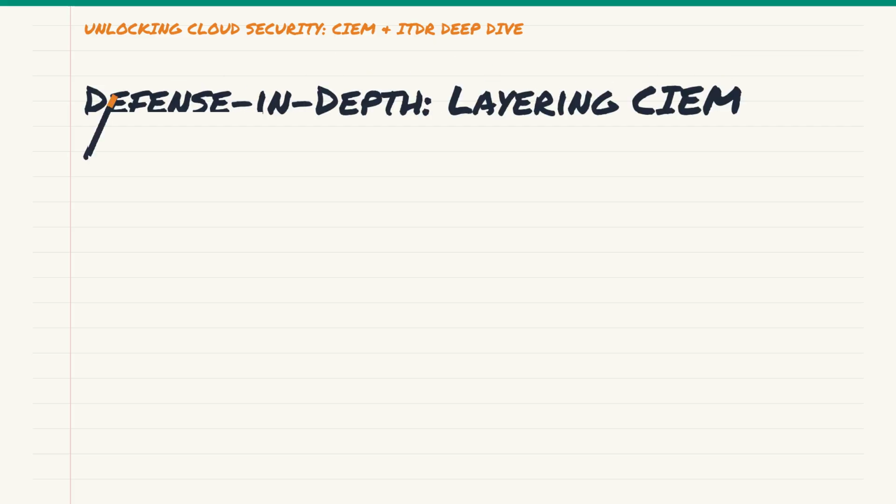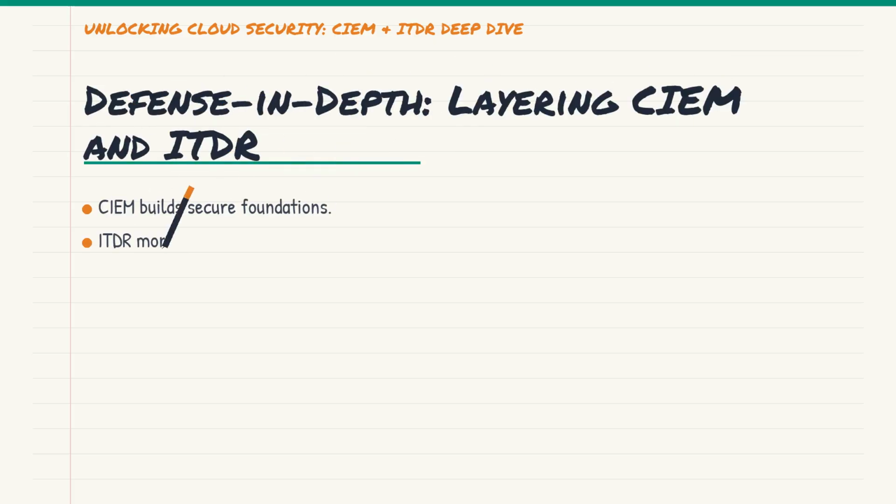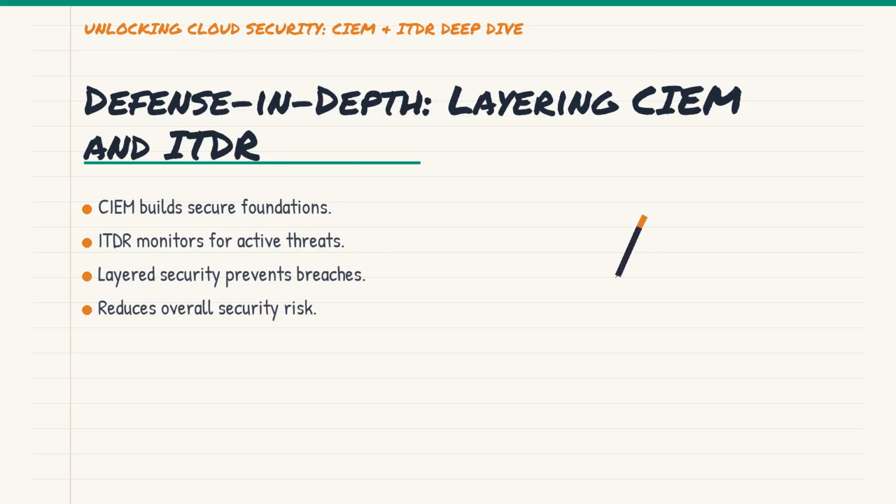This is where the defense-in-depth concept really shines. SIEM builds the first layer, ensuring your cloud foundations are solid, with appropriate permissions and secure configurations. ITDR adds the next layer, constantly monitoring for active threats that might bypass those initial defenses. They complement each other perfectly. A misconfiguration found by SIEM might prevent an attack ITDR would later detect, or ITDR might alert you to an attempt to exploit a vulnerability that SIEM helped you patch.